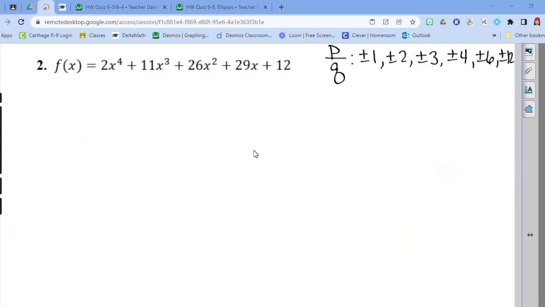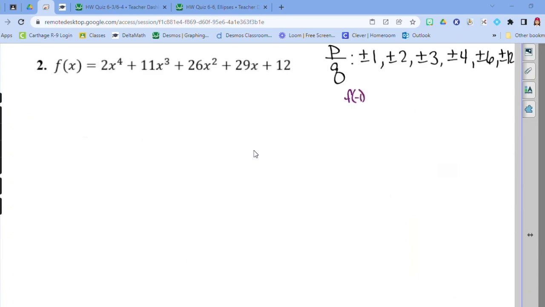The one thing I noticed with number 2 is that every term is positive, which means since there are no changes in sign, any rational zeros that I'm looking for are negative. So I'm not going to want to try any positive values here. So I'm going to start with negative 1.